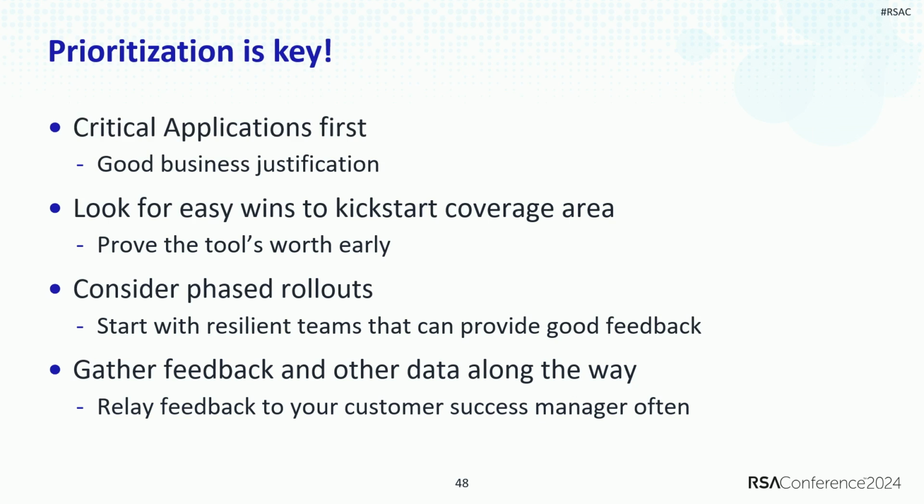So the way to do this is to consider phased rollouts, starting with resilient teams that can provide good feedback. An example of this team would be your developer experience team. These people will be able to point you in the right direction to figure out who can provide good feedback, who probably doesn't have too much on their plate at the moment. I know it's hard given there are a lot of initiatives going on, but there will be one or two teams out there that will be willing to work with you on this more than their other counterparts would be able to at that current time.